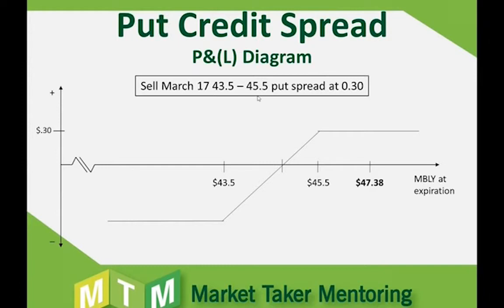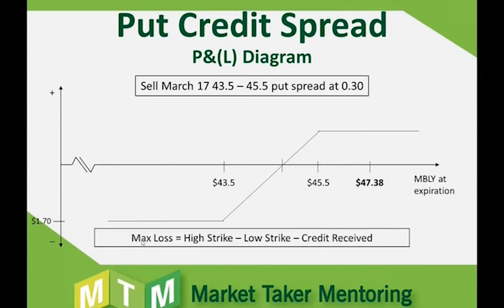When John talked about this spread, he talked about selling it at 30 cents. So if one of our students in the class put this trade on and sold the spread for 30 cents, they could have made 30 cents. That's $30 of actual money, right? And your chances of making that were really great. The max gain is your credit received. The max loss is the difference between the high strike and the low strike minus the credit received. So 45.5 minus 43.5 is $2, minus 30 cents is $1.70.